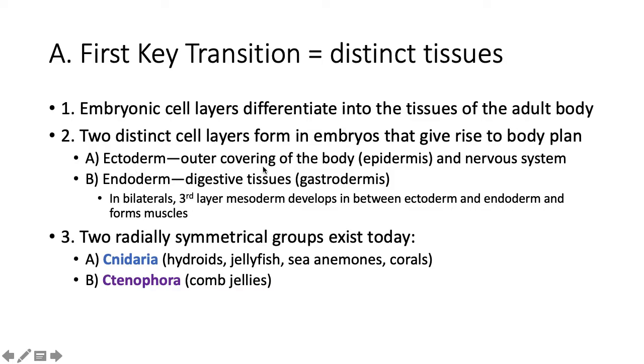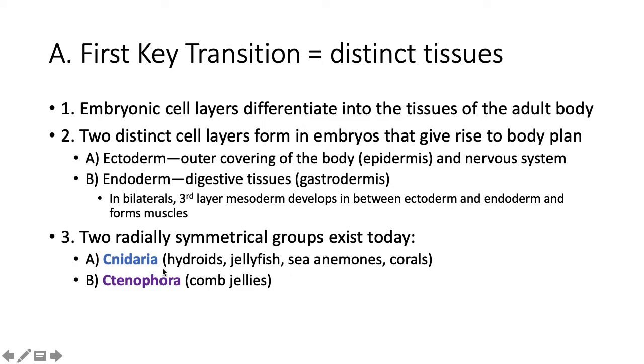Our ectoderm is the outer covering, basically makes up the epidermis as well as the nervous tissue. The endoderm is going to form digestive tissues, the inside, sometimes called gastrodermis. If you have a mesoderm, it will be between the ectoderm and the endoderm and help form muscles or the skeletal system. So today there are two radially symmetrical groups, though I'm calling them radial here, but there's that question about the ctenophores, the comb jellies that exist today.